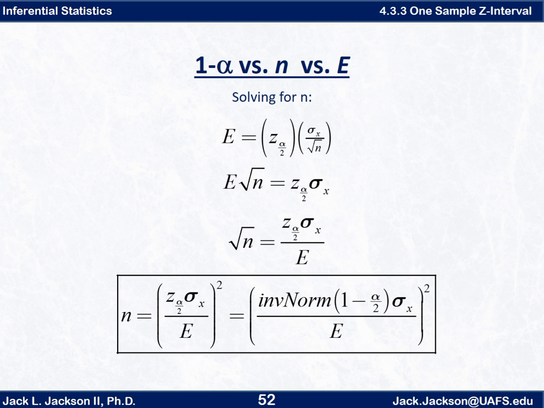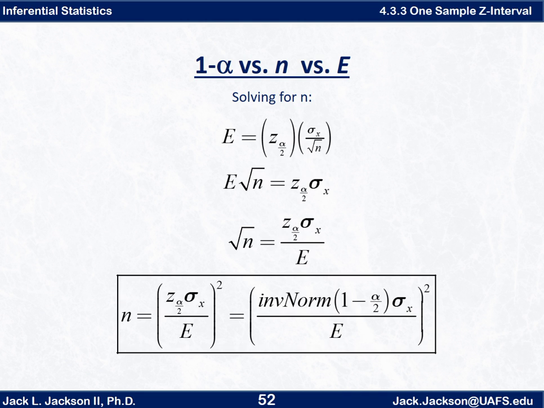So here are the basic formulas. It's really the same formula. The formula is E equals Z sub alpha over 2, that's also known as Z alpha over 2, remember, is inverse norm of 1 minus alpha over 2, times sigma of x over square root of n. If we solve this, we could solve for E, we could solve it for the Z alpha over 2. We could also solve for n. So we're going to solve it for n this time.